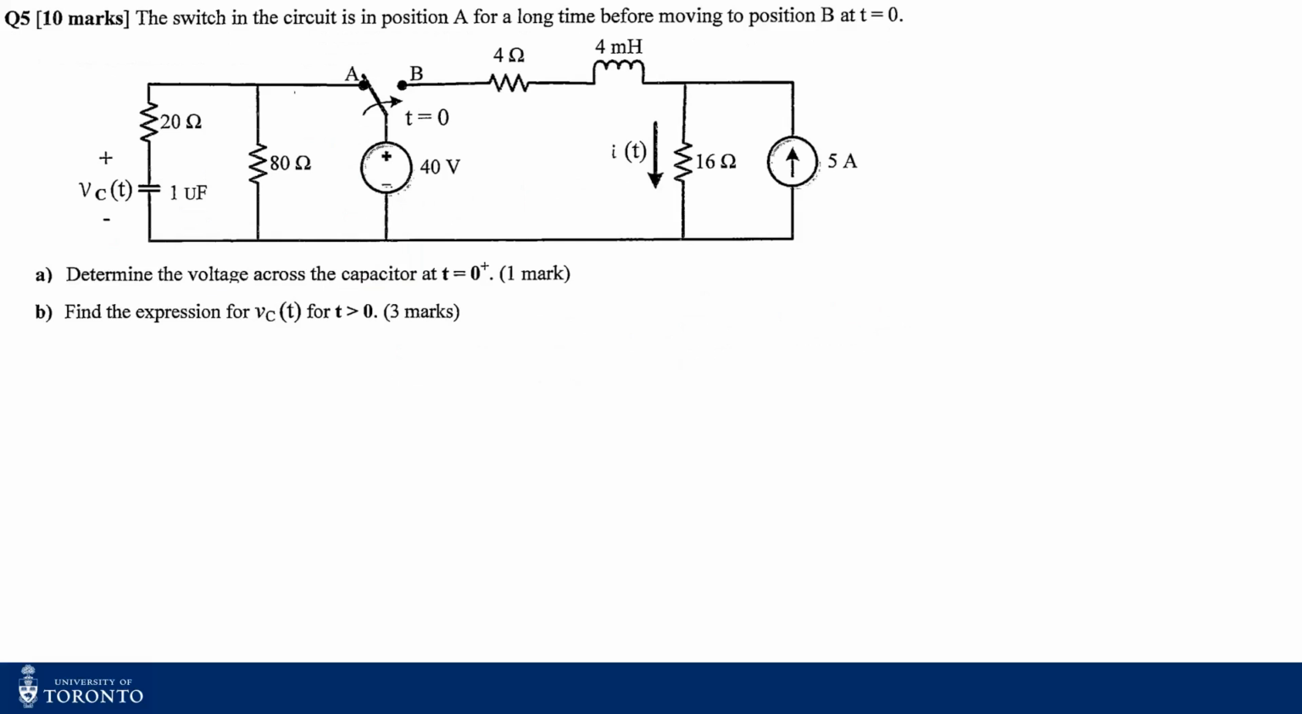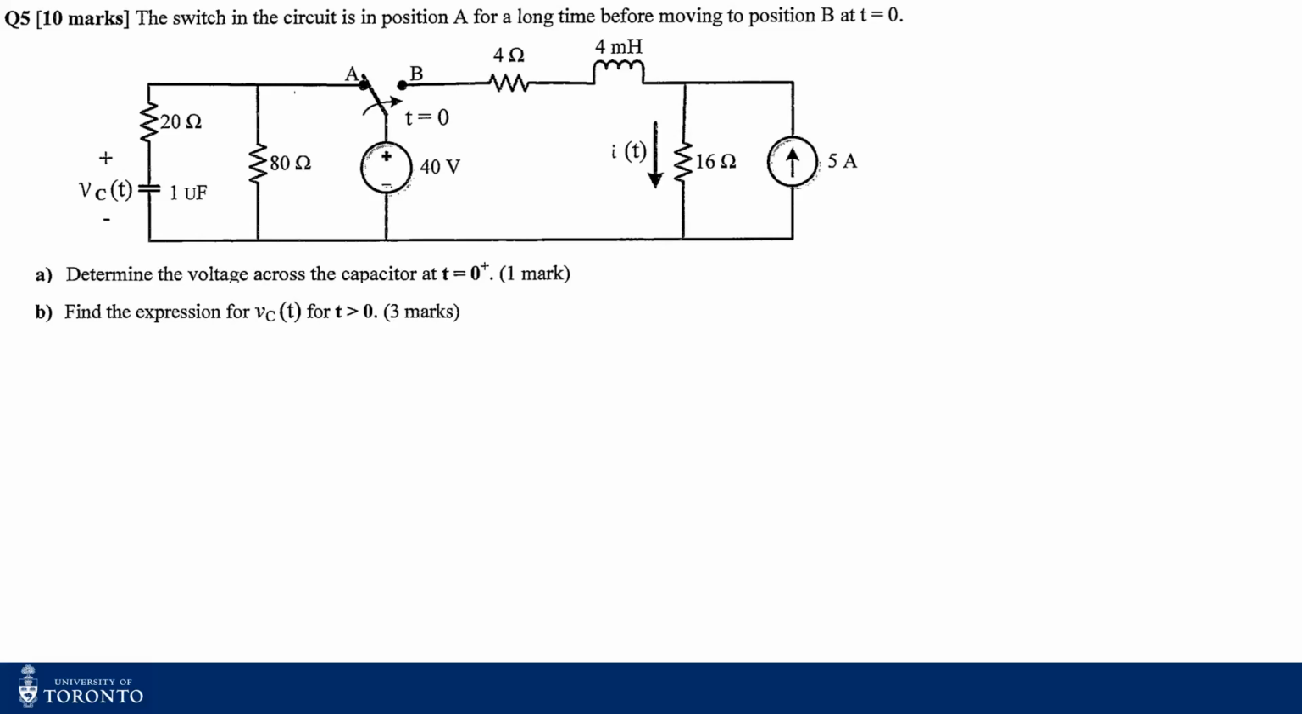Now, this is question number 5. You see a transient circuit here with an inductor and a capacitor. At time 0, the switch moves to position B. When it was at position A, from time minus infinity to 0, the capacitor was charged. When it moves to position B, the inductor starts charging, because then a current is flowing through the inductor.